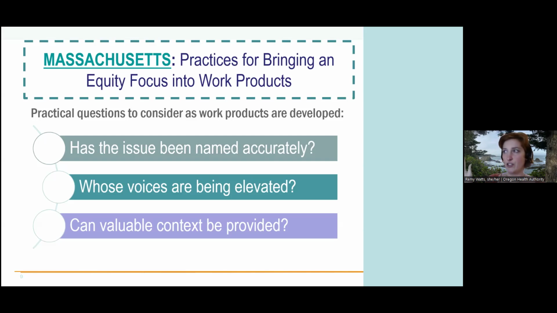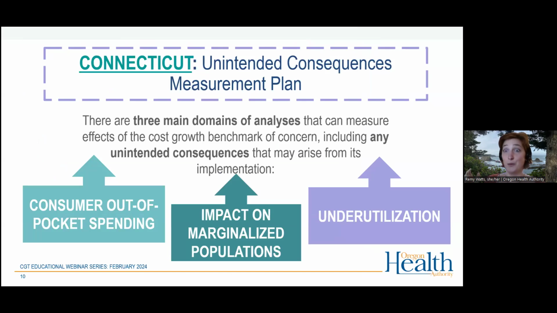So I think that this is just a really interesting framework to think about, from Massachusetts. And now we're going to get into a couple of examples from Connecticut, a very small state with a lot of big health equity work going on.